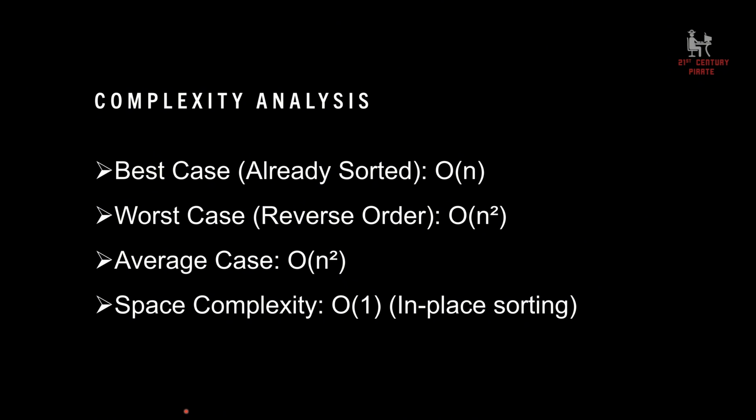So let's see the complexity analysis. The best case is when the array is already sorted. In that case, the complexity is big O of n. The worst case is when the array is in reverse order. In that case, the complexity is big O of n square. The average case is big O of n square, and the space complexity is big O of 1.